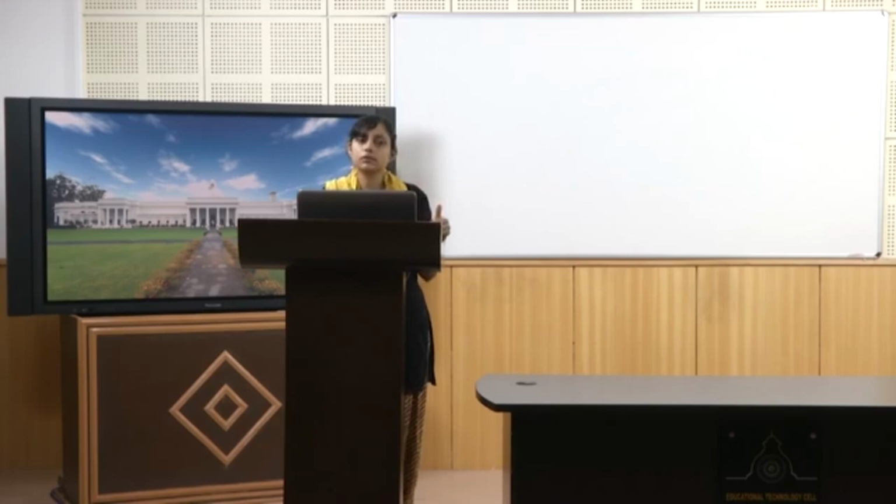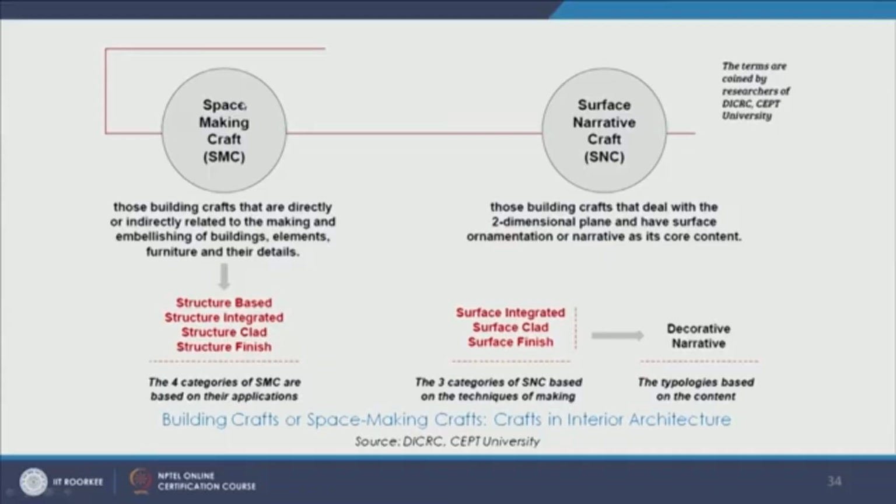all these art and craft forms from languishing, from dying. So that is the larger intention. We also discussed again in detail, what are the different categories of space making craft that happen at the level of structure, and which are structurally integrated and which are important for the structural aspect of a building or interior architecture, and also the surface, the ones that are majorly two-dimensional and that are narrative and which go on the surface. So we discussed these two broad categories and the subcategories in detail.